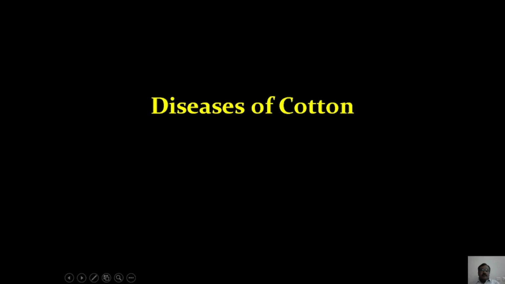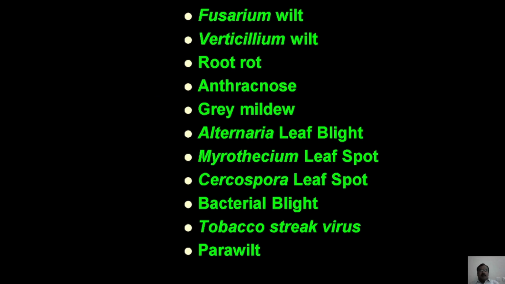Students, in this class we are going to see some of the important diseases which are affecting cotton and causing economic yield loss. These include Fusarium wilt, which is caused by Fusarium oxysporum f. sp. vasinfectum, then Verticillium wilt caused by Verticillium dahliae, and then root rot, anthracnose, grey mildew, and the leaf blights caused by Alternaria as well as Myrothecium and Cercospora.